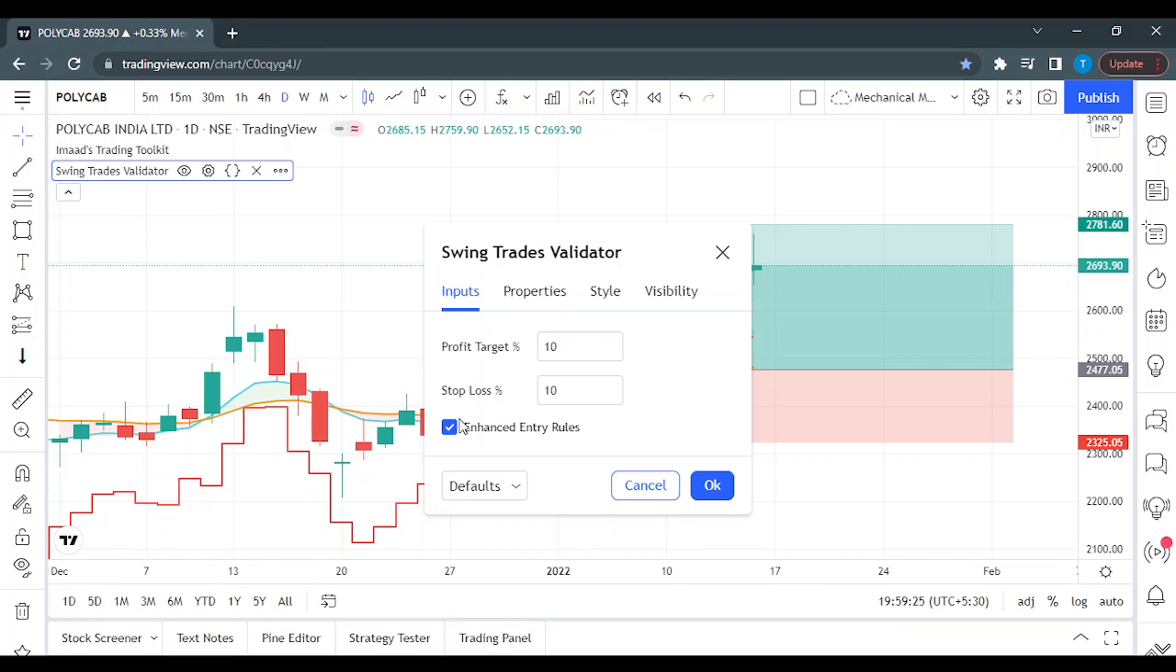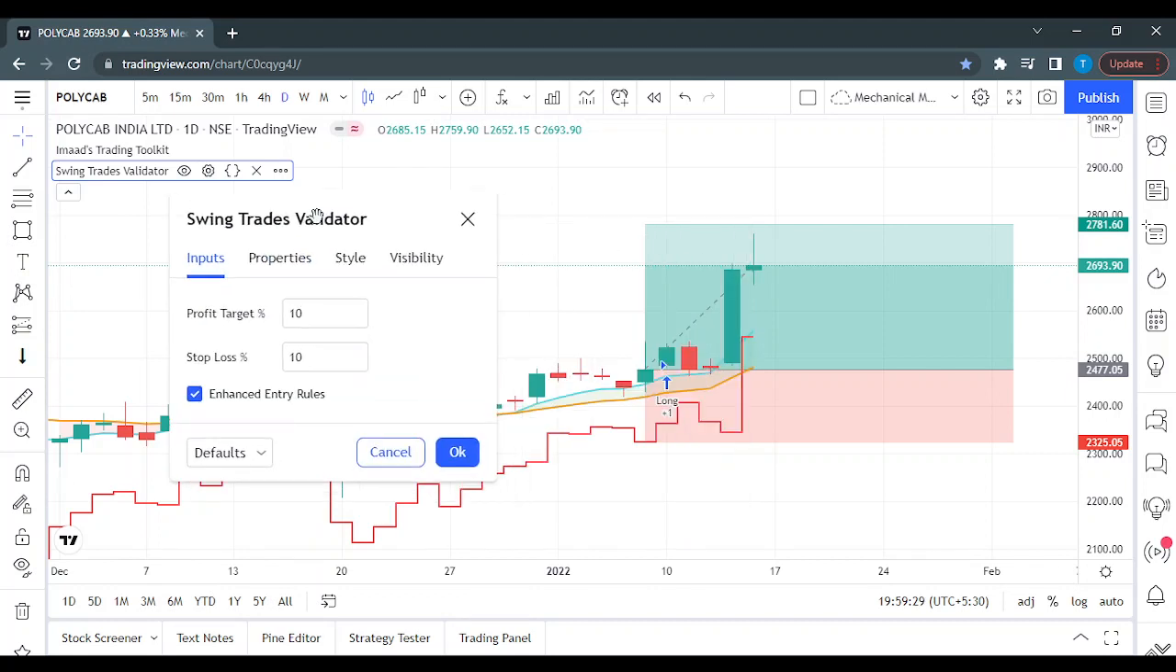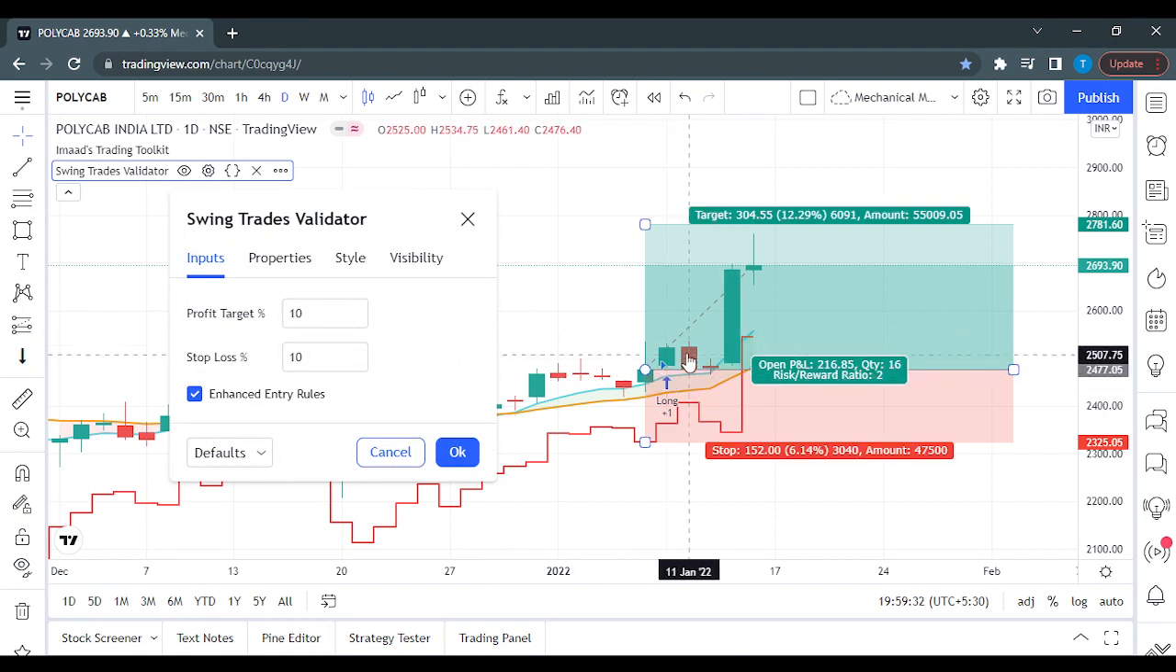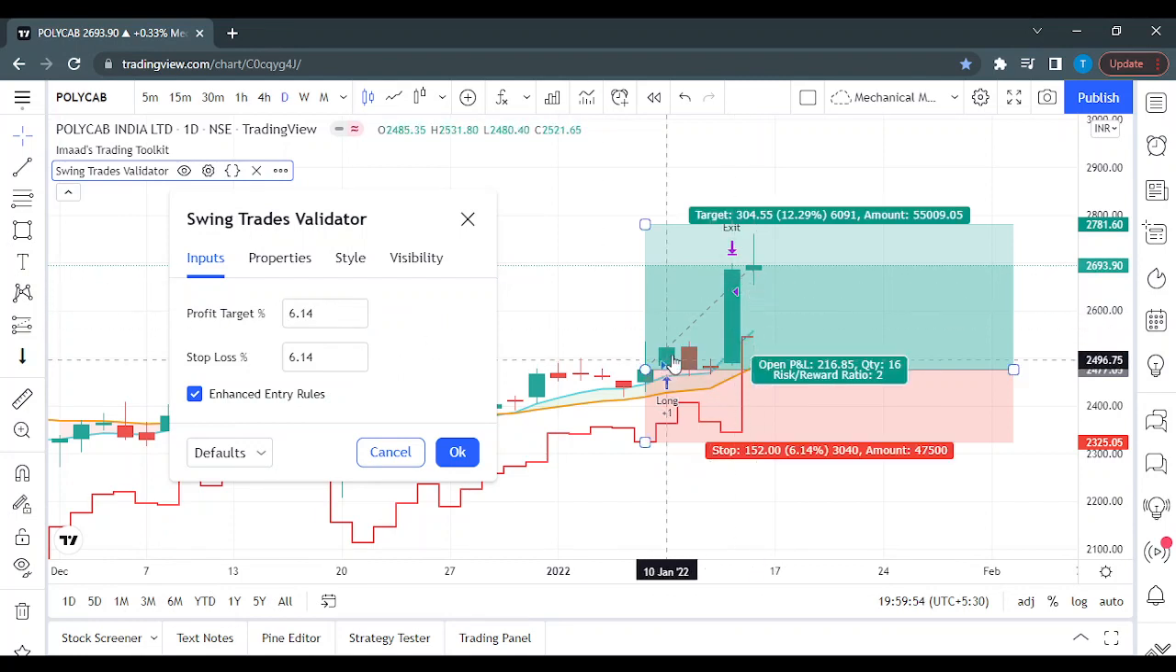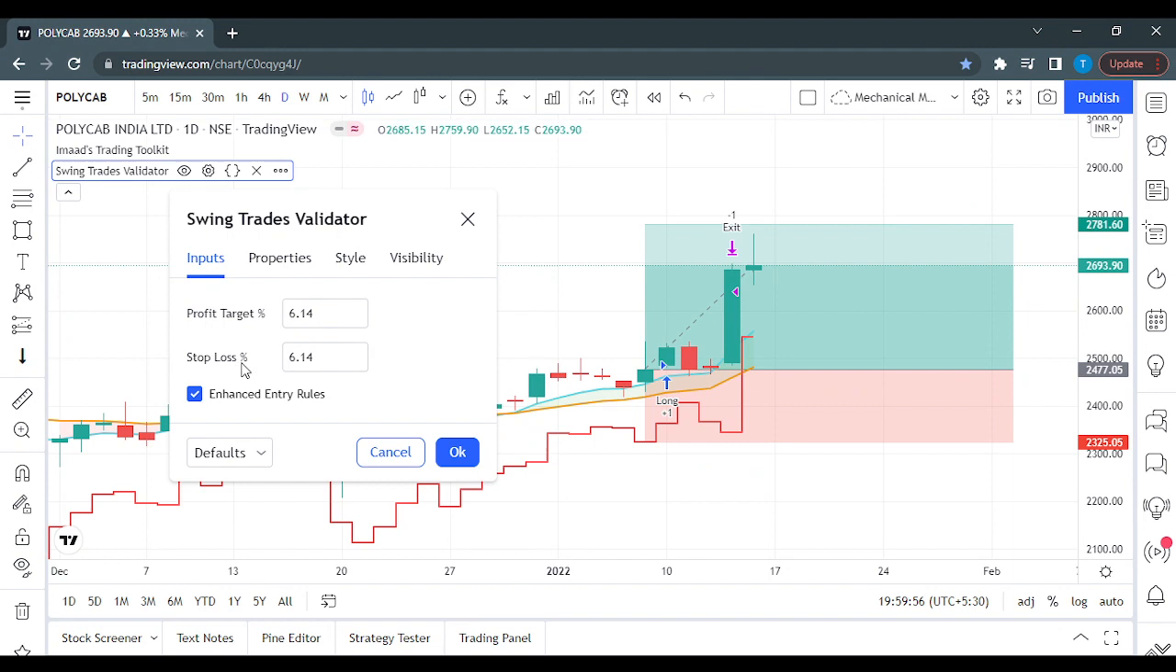I'll tell you what this means later on in another video maybe, but this one particularly, we want to figure out at this particular entry point, and you see this signal has already come here. After this entry point, I have given my stop loss as 6.14%. Now, if I enter 6.14% here and a resulting 6.14% profit target, you see it has already given me where I can exit this trade, right?